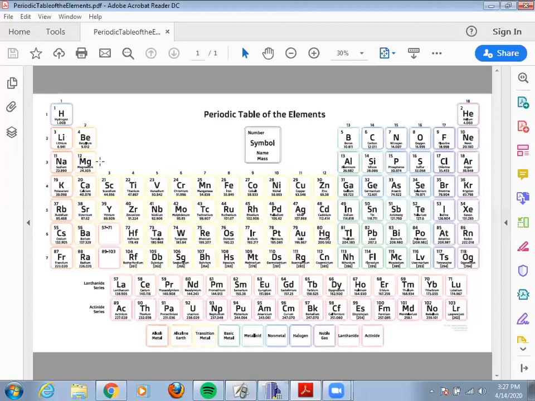The third shell, 8. The fourth, count 1, 2, 3, 4, 5, 6, 7, 8, 9, 10, 11, 12, 13, 14, 15, 16, 17, 18. So there would be 18 in the fourth, and there would be 18 in the fifth. And now for grade 9, you don't go past element 20 for assessment, so you wouldn't have to worry about row number 7. But again, you would just count the number of elements to fit. So that's sort of how that works.